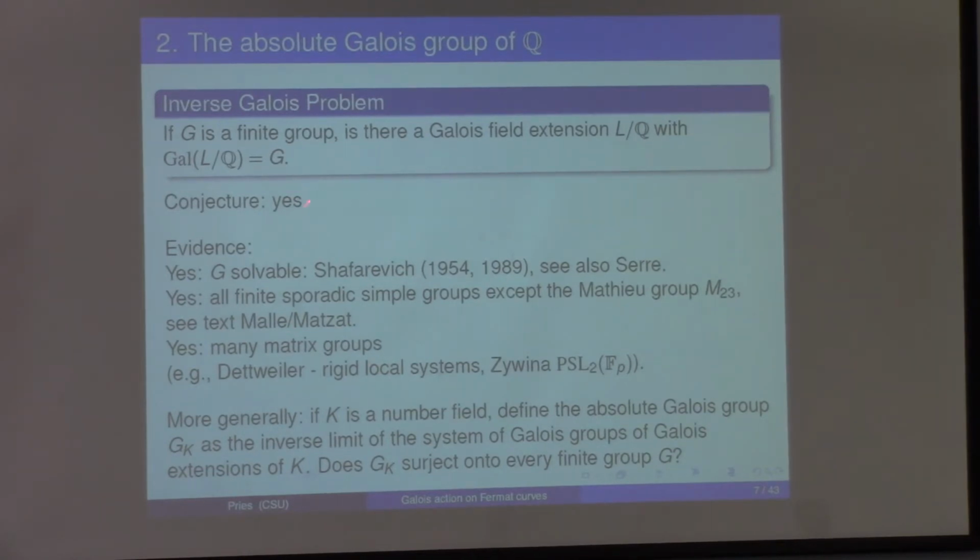And so more generally, what we want to do is to pick a number field K and look at the absolute Galois group GK, which is the inverse limit of the system of all the Galois groups of Galois extensions of K. And so the inverse Galois problem asks whether this unknown profinite group surjects onto every finite group G. So in the background, the main thing motivating a lot of research directions is to understand this absolute Galois group, because we don't know basic facts about it, such as what its finite quotients are.